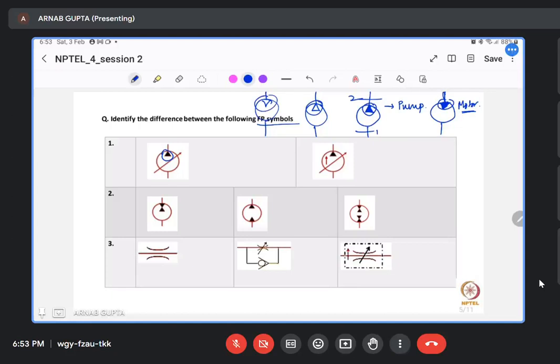Now, pumps can be of different types. It can be fixed displacement type or variable displacement type. Fixed displacement means that it can discharge only a fixed volume of liquid, no matter what. In variable displacement, it can discharge different volumes of liquid based on the set parameters. So here, this particular arrow indicates that it is a variable type. That is, this particular pump is a variable displacement pump.